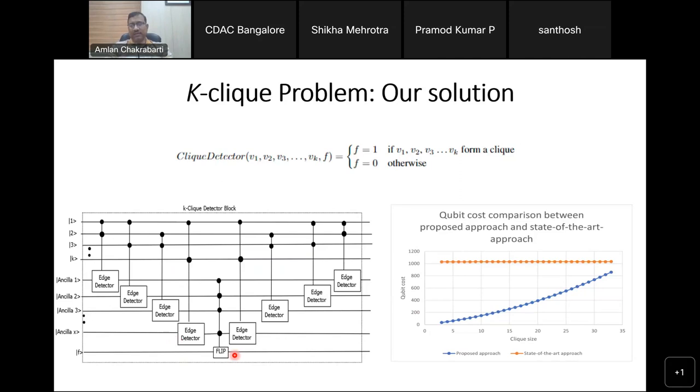So once we flip this, right, we can actually use Grover's algorithm, Grover's amplitude amplification, to record this particular state that whether we have found the clique or not. Okay, so the k-clique means you have to iterate this for k number of times, okay, so that you can find the connectivity between the nodes. Okay, right? And this also means we have actually solved this algorithm with a very, very good reduced number of qubit cost in terms of the clique size. Okay.